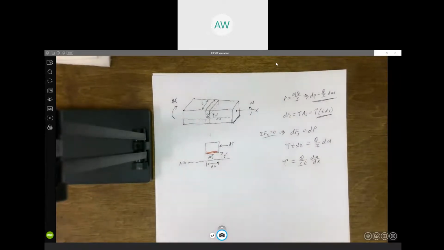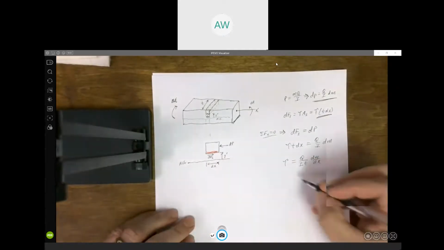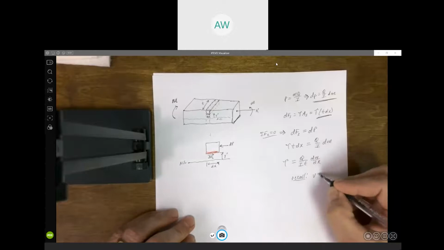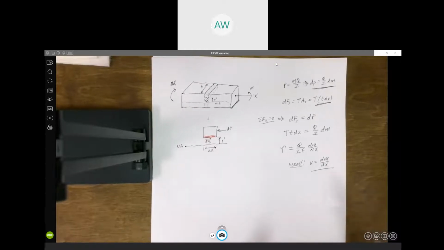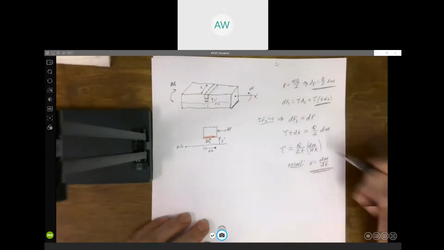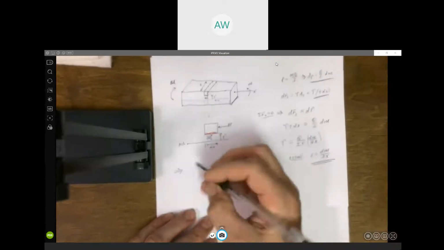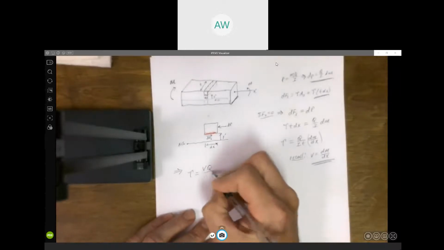But now, if you go back and look in our notes when we started chapter 6, when we were talking about how to draw shear and moment diagrams graphically, we came up with this relationship that V was dM dx. Shear was the derivative of the moment. That's how we knew the moment diagram was one degree higher than the shear diagram. If the shear was constant, the moment was linear. If the shear was linear, the moment was quadratic. So this is just equal to the shear force. So what we wind up with then is this formula: tau is equal to VQ over It.